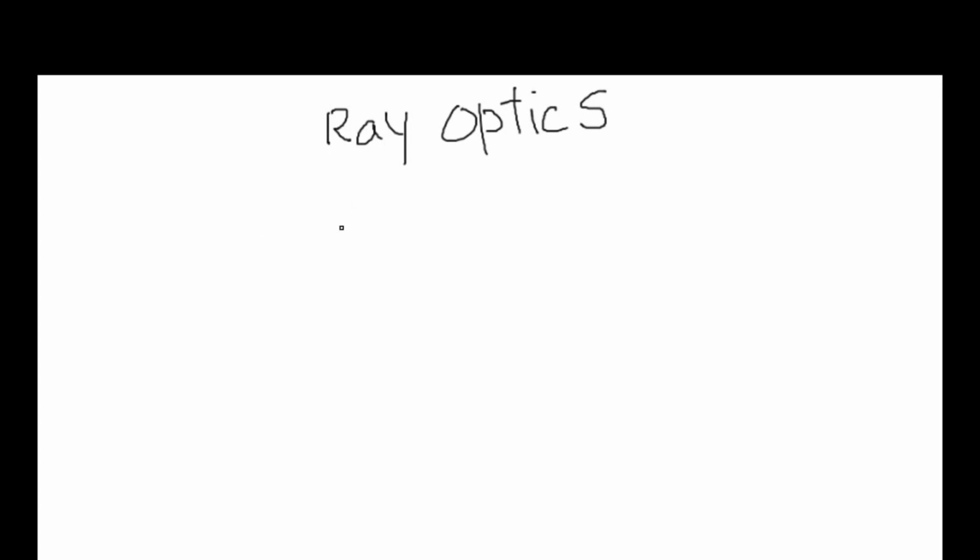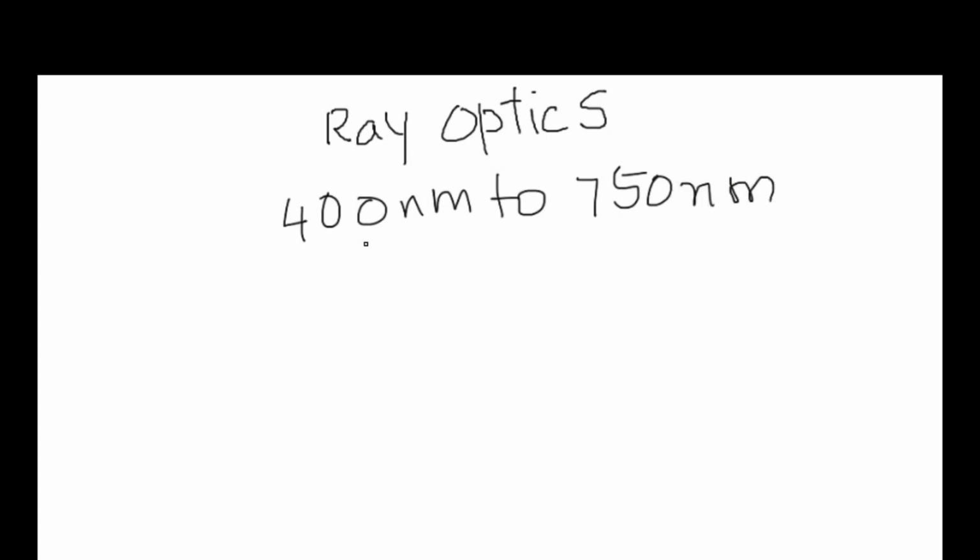Now, first of all, when we talk of ray optics, you can see there are two words, ray and optics. Optics refers to light, and over here when we are looking at light, we are talking of the part of the electromagnetic spectrum that we can see, which is from about 400 nanometers to 750 nanometers. Because if there's something beyond this, then you can't see it.